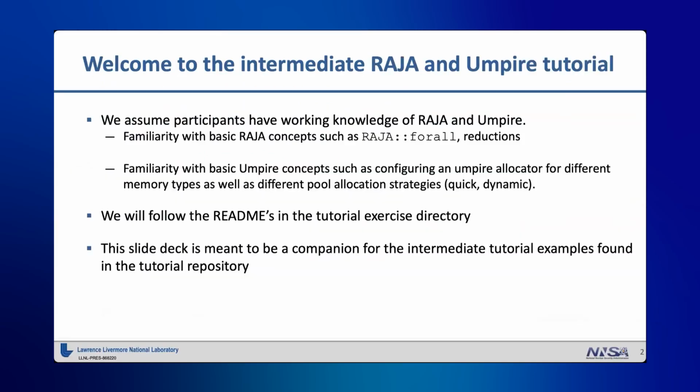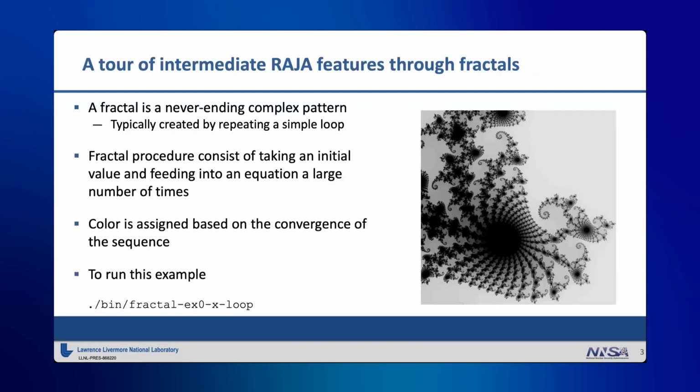So we've been talking about RAJA for all. We've gone over reductions, Umpire memory allocations, and now we're going to be going over more intermediate features. We have a folder in the repository that begins with a fractal example. Everything we're going to be talking about builds on this fractal example. And just as a refresher, a fractal is a never-ending complex pattern that's typically created by repeating a simple loop.